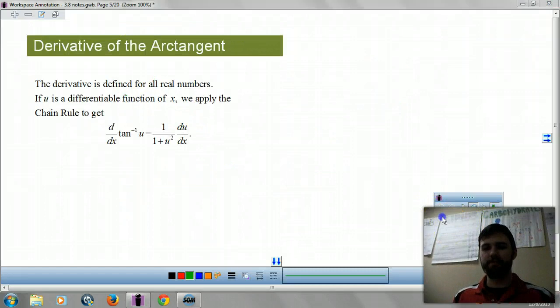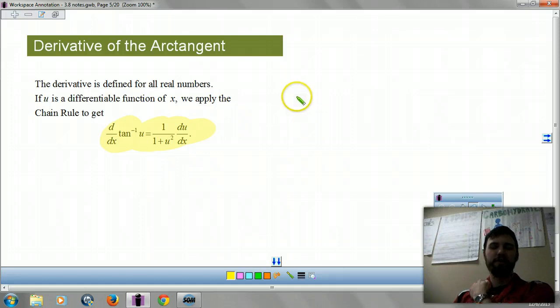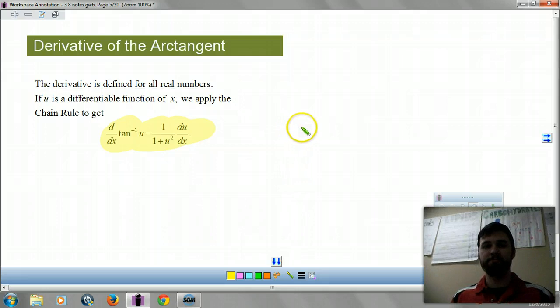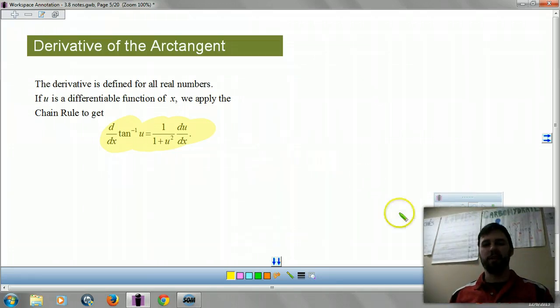Next one I want to look at: tan inverse. Your derivative of tan inverse is 1 over 1 plus u squared, times the derivative of your inside. So a lot of these, we're going to end up using the chain rule.